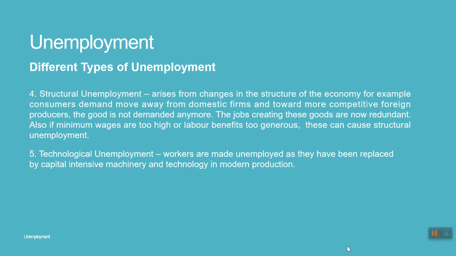4. Structural unemployment arises from changes in the structure of the economy. For example, consumers' demand moves away from domestic firms and toward more competitive foreign producers. The good is not demanded anymore. The jobs creating these goods are now redundant. Also, if minimum wages are too high or labor benefits too generous, these can cause structural unemployment. 5. Technological unemployment. Workers are made unemployed as they have been replaced by capital-intensive machinery and technology in modern production.